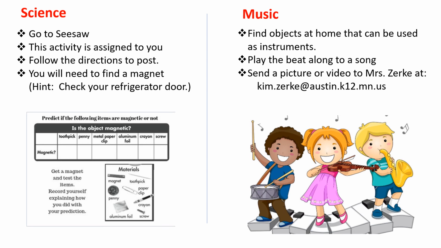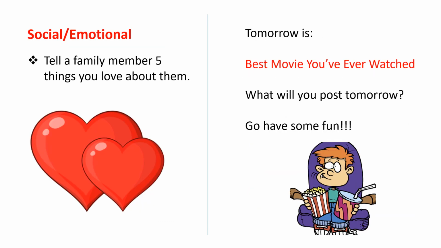Music today. Find objects at home that can be used as instruments. Play the beat along to a song, and you can send a picture or a video to Mrs. Zerke at her email address. Mrs. Hotchkiss posted a social and emotional activity for you to do. She'd like you to tell somebody in your family 5 things that you love about them. That sounds like a really good activity to do.